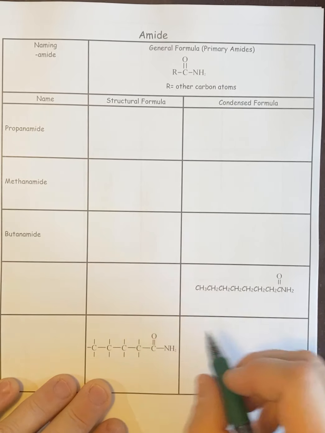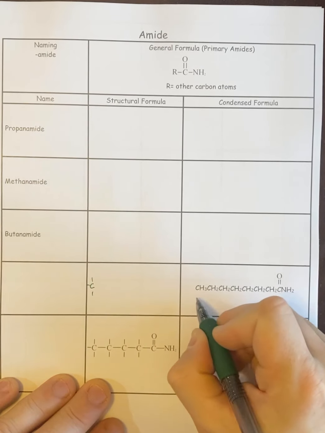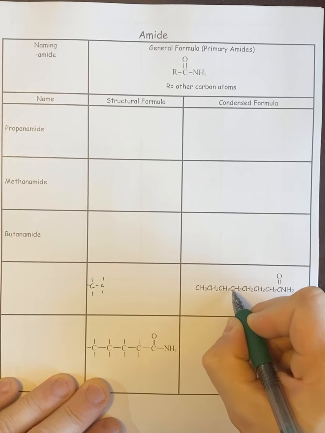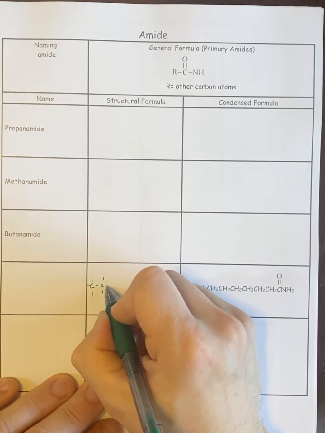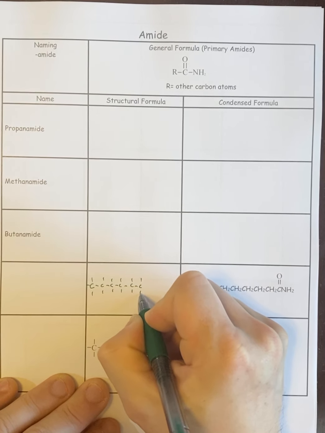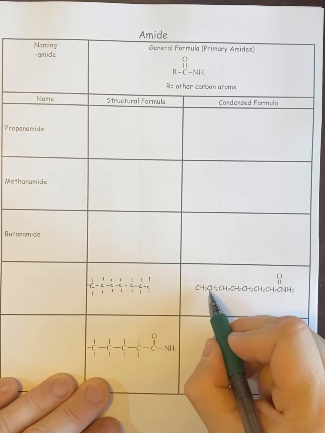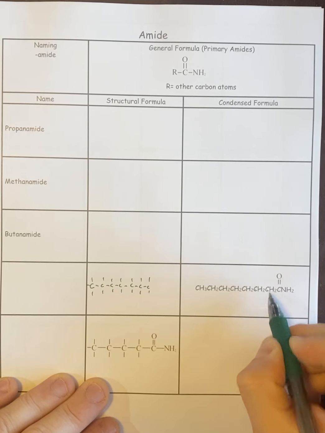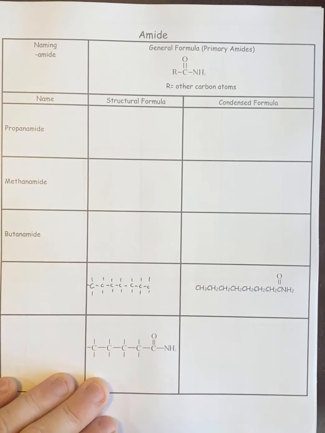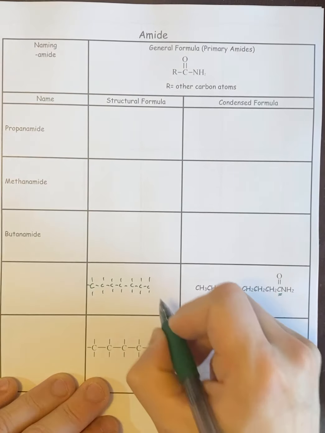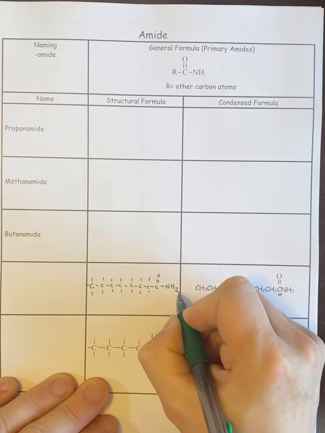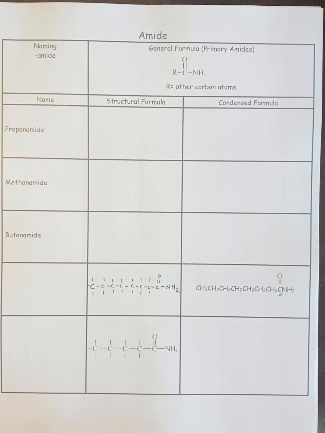So let's do this long one. Carbon 1. So 6 CH2s in a row. So that gives me 1, 2, 3, 4, 5, 6, 7 carbons in a row before I get to the functional group. 1, 2, 3, 4, 5, 6, 7 in a row. And then this carbon right here is just going to be a C with a double bonded O, and then an NH2. Again, you can uncondense or condense the H's, it doesn't matter.